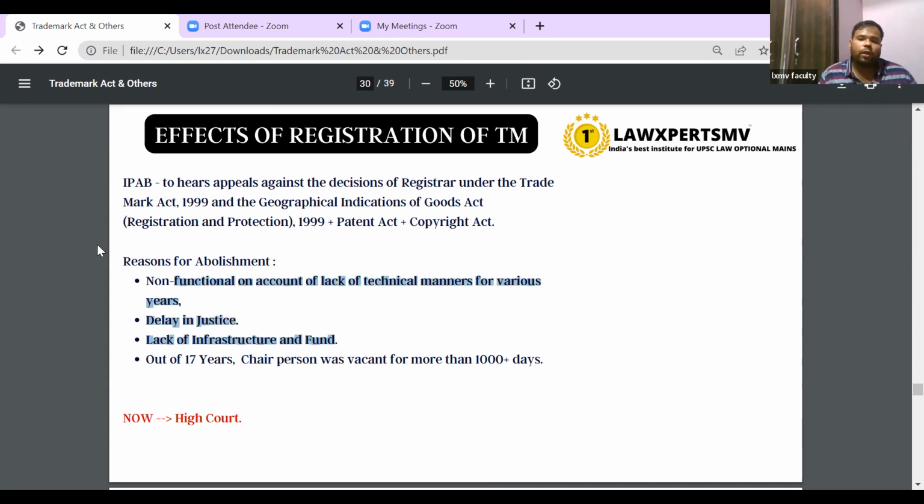So what happens to the appeal from the registrar? Where do you have to go to appeal? So now you have to directly go to the High Court and file your case, if you have any aggrieved decision which is given by the registrar.